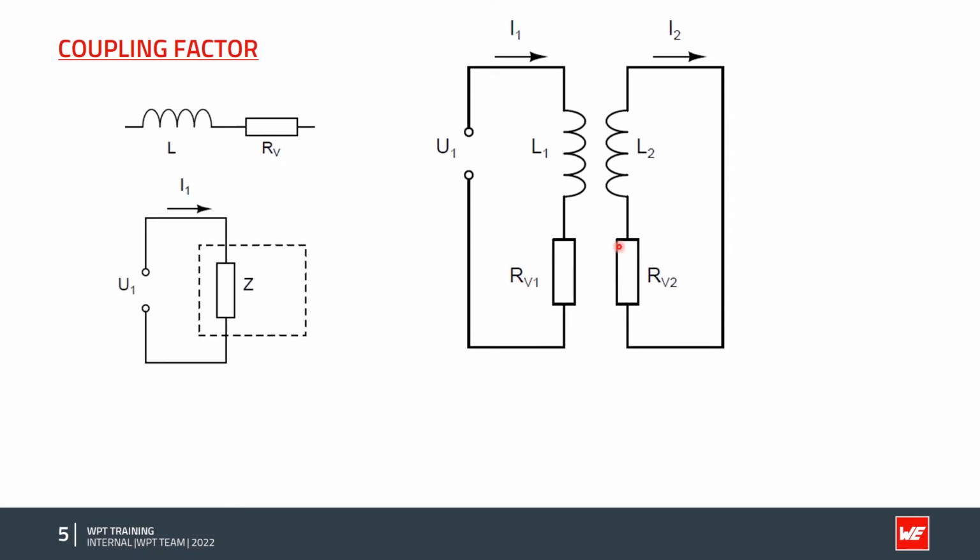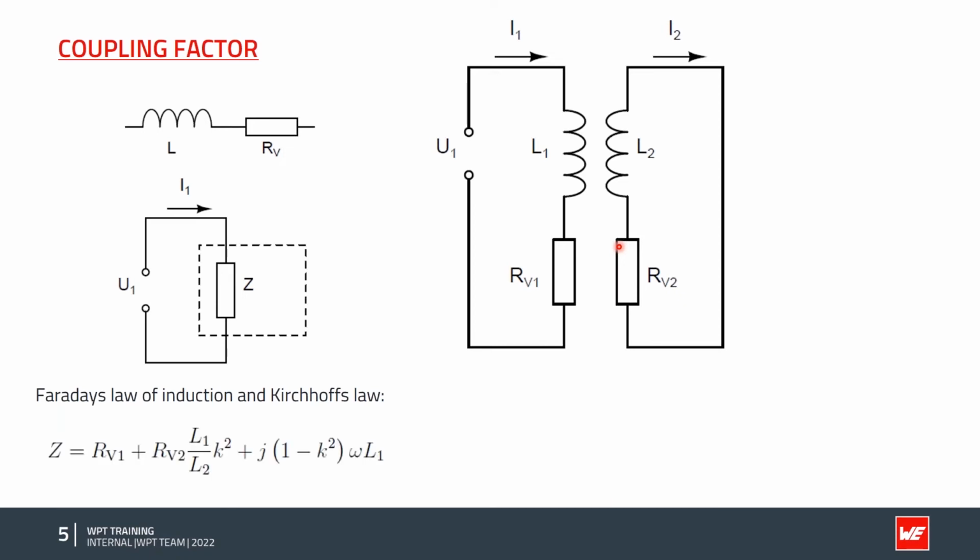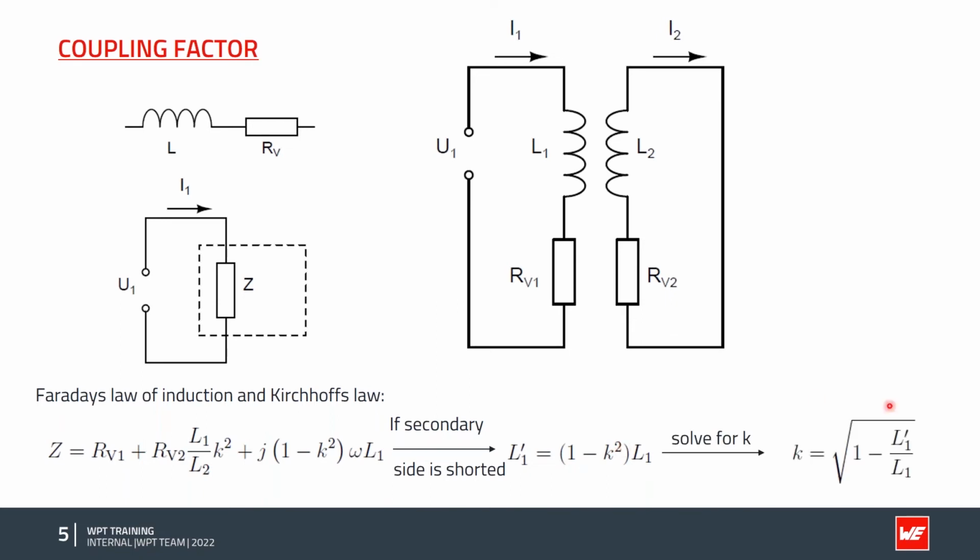So when we now calculate the impedance of this whole system, we can use Faraday's law of induction and Kirchhoff's law, then we get to a very simple equation. So now if we short the secondary side, then we can get a very simple relation between the short circuit inductance on the primary side and the self-inductance on the primary side, which is 1 minus k squared.